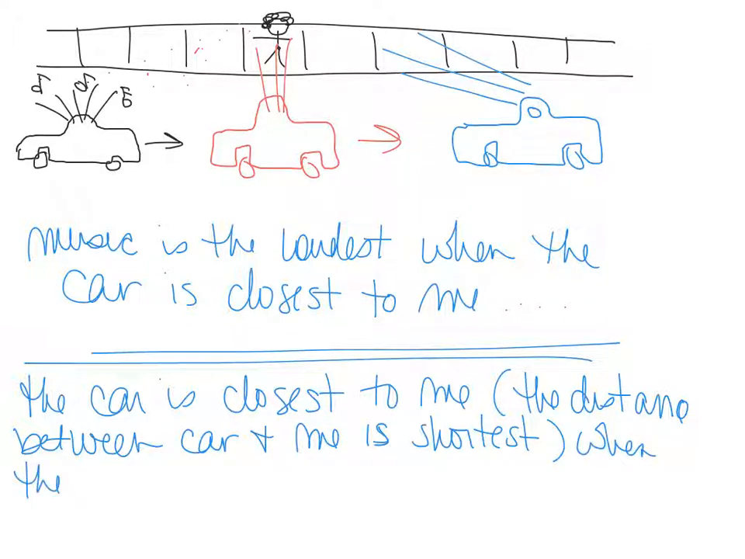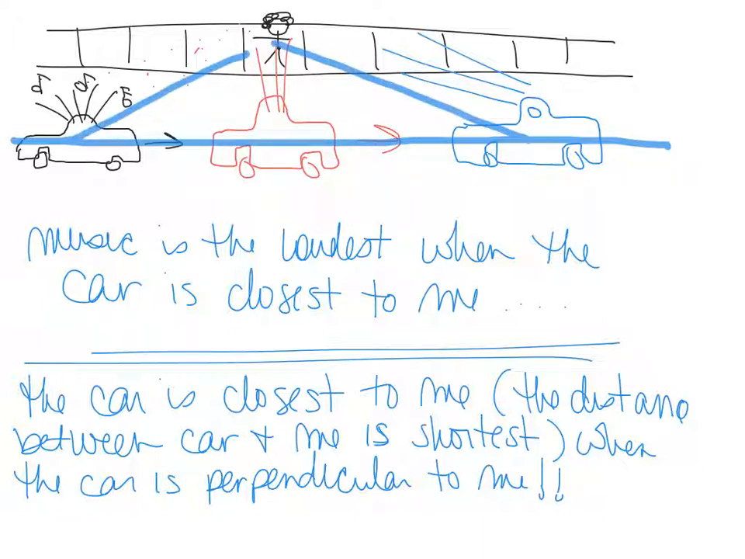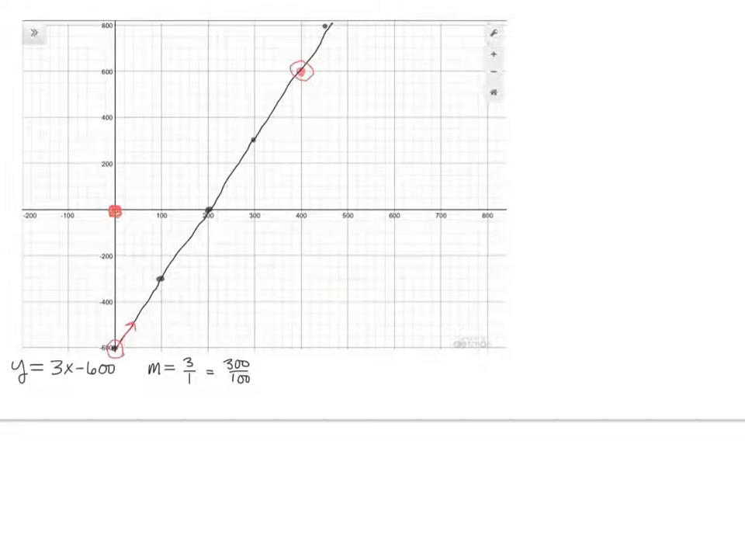when the car is perpendicular to me. That's what I'm trying to get to. Perpendicular. So if I drew the road as a straight line, the distance between the car and me is the shortest when the car is perpendicular to me, at a right angle. So this distance is the shortest. Make sense? Awesome. So if we relate that back to this problem, the loudest ping was heard at 400, 600.